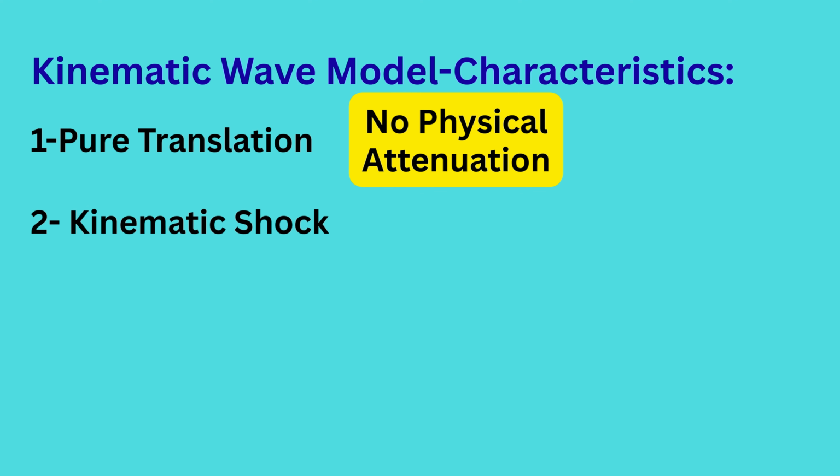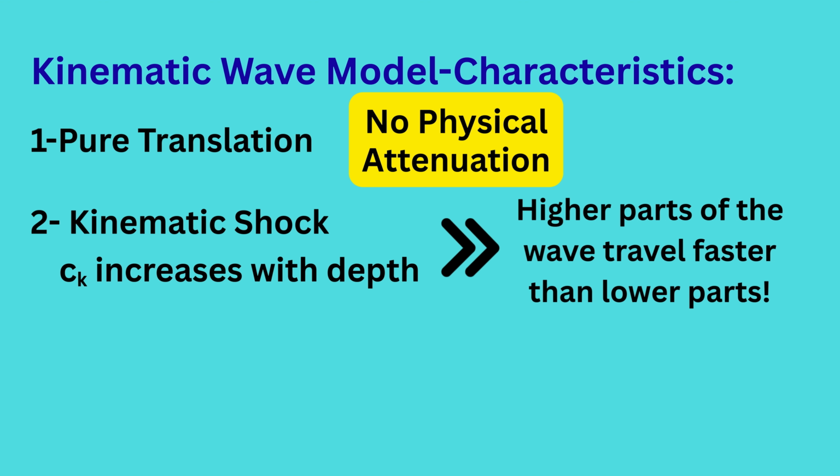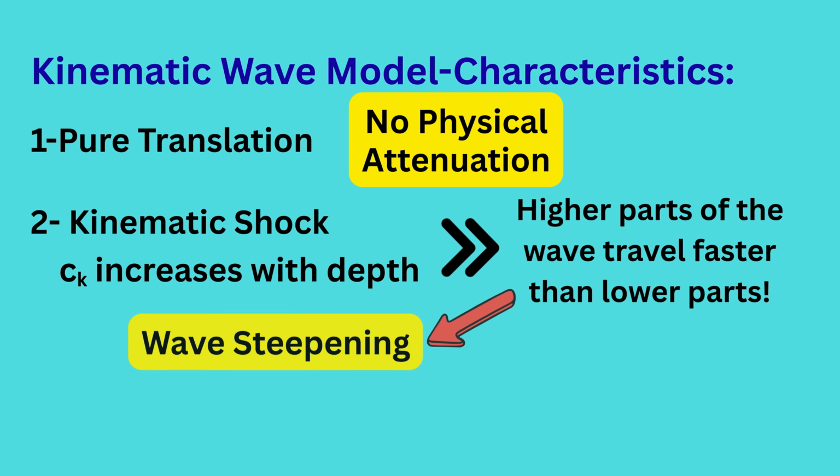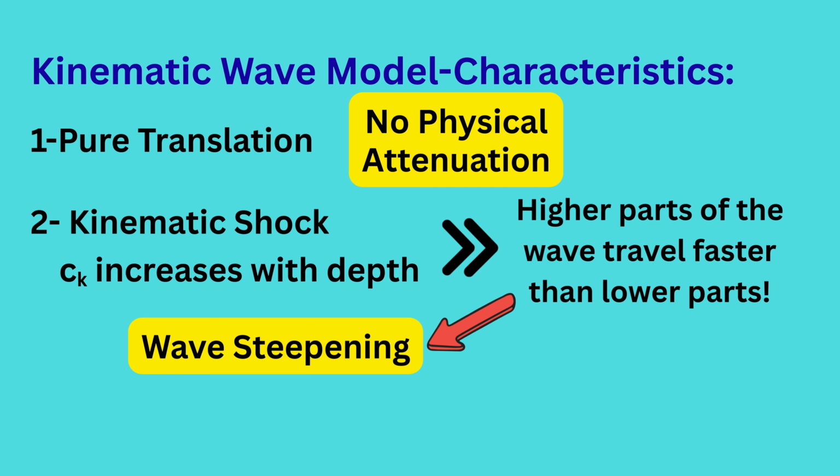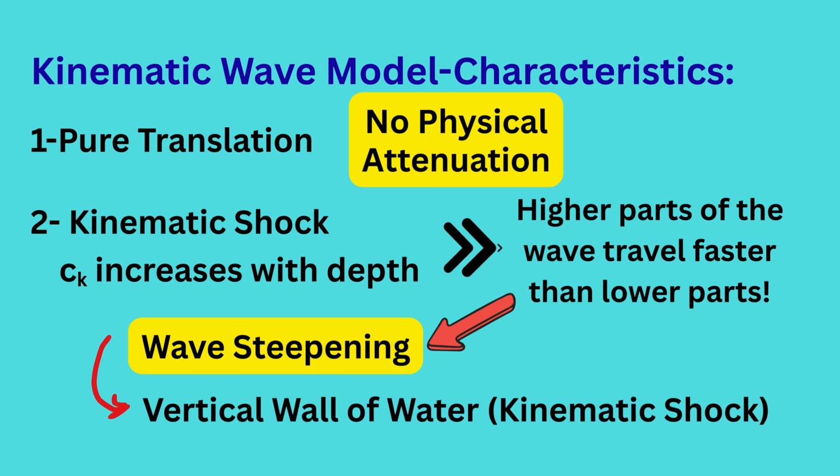Second is the kinematic shock. Because the wave celerity Ck increases with depth, higher parts of the wave travel faster than the lower parts. This leads to wave steepening, where the crest overtakes the trough, eventually forming a vertical wall of water known as kinematic shock. This is a physical instability inherent to the model.